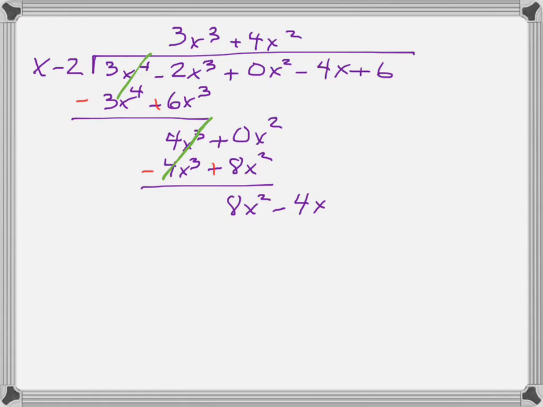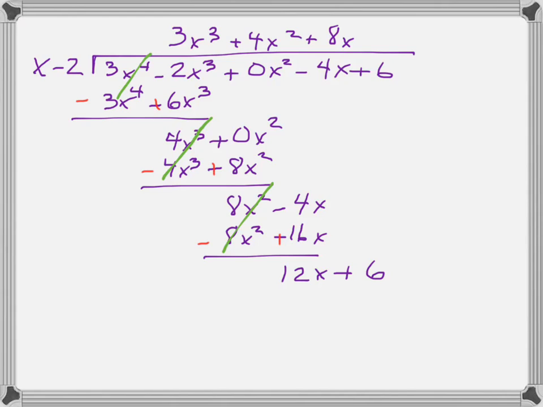And then we ask ourselves, what do we multiply x by to get 8x squared? And that would be positive 8x. 8x times x gives me 8x squared. 8x times negative 2 gives me negative 16x. We change our signs and add. Our 8x squares cancel. And then we get 12x. Negative 4x plus 16x is positive 12x.